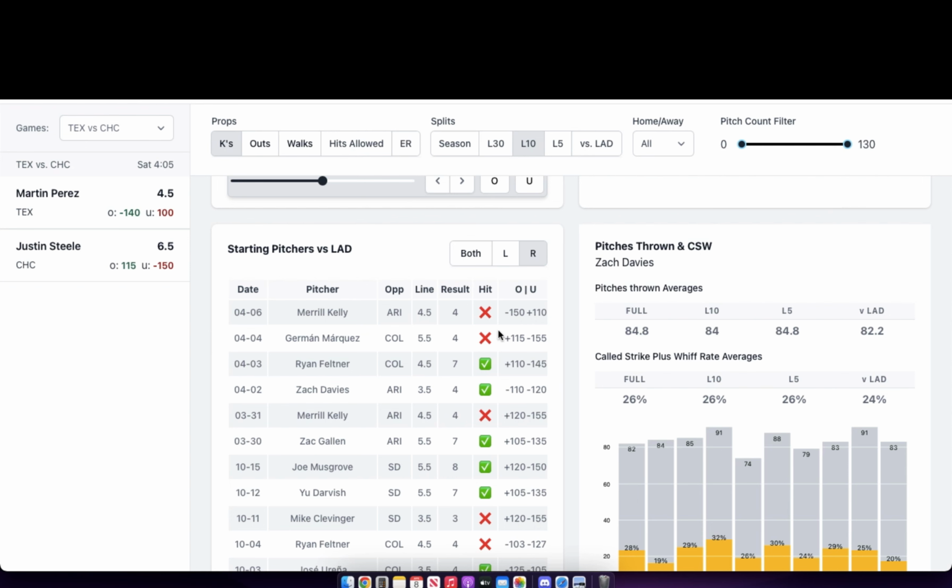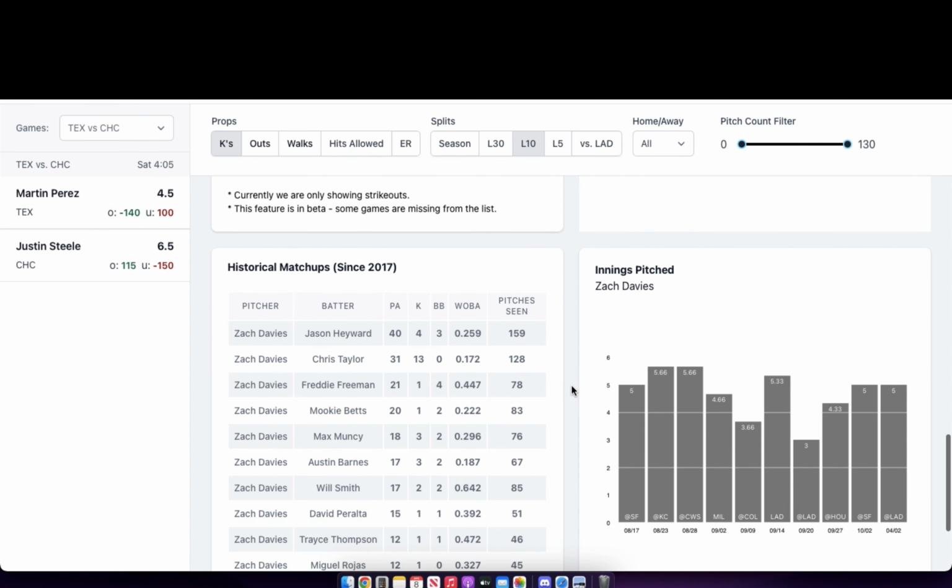So you have Merrill Kelly twice, racking up four strikeouts. Herman Marquez with four. Ryan Feltner with seven. And then there's Zach Davies right there with four back on April 2nd. So positive history, friendly environment, friendly matchup for Zach Davies. Looking at historical history for him as well.